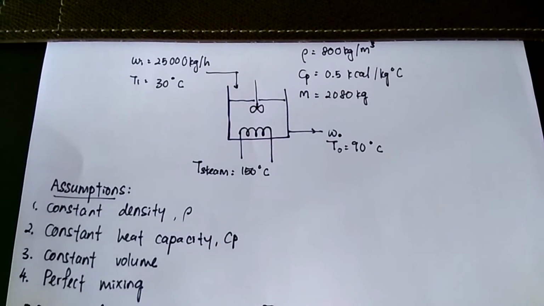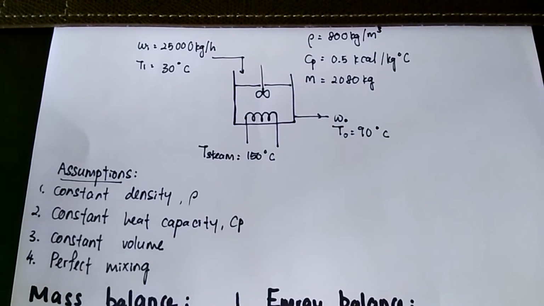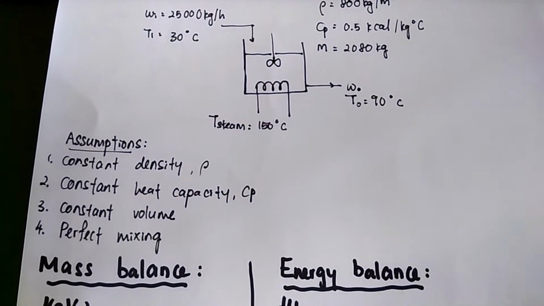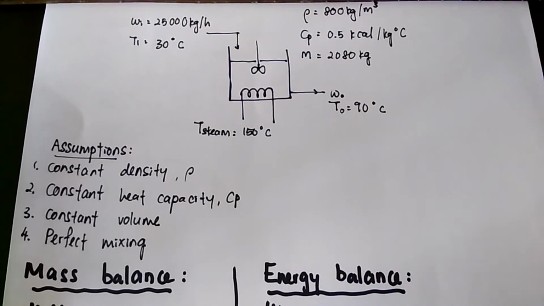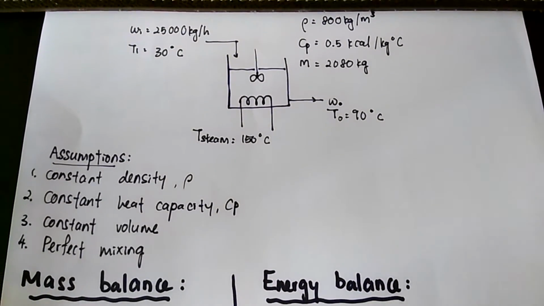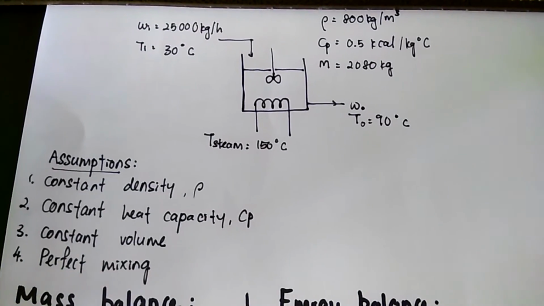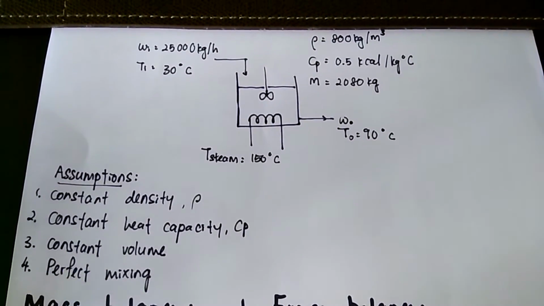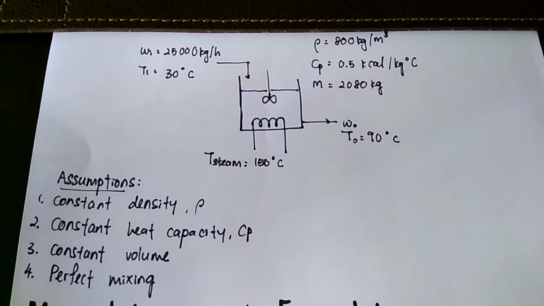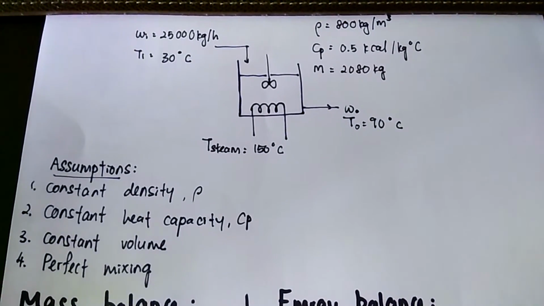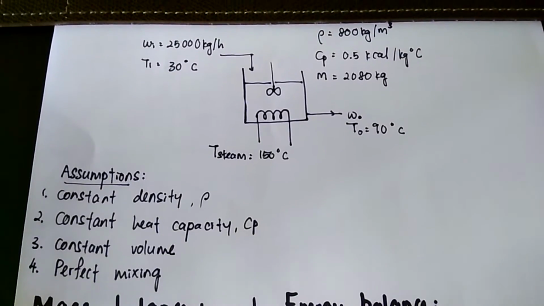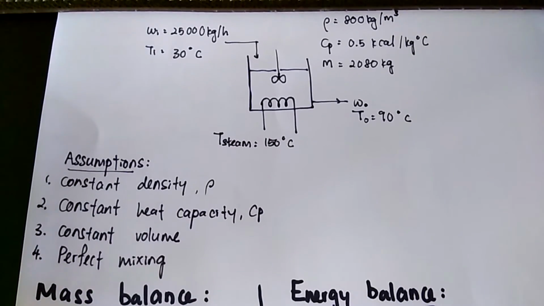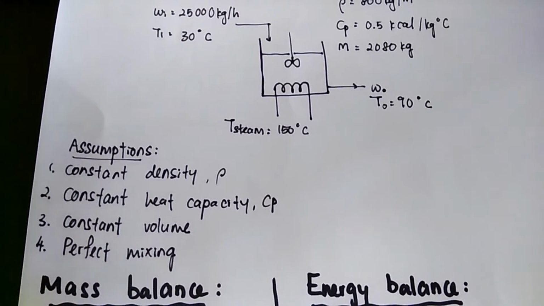A processed liquid is continuously fed into a perfectly mixed tank, and the feed rate is 25,000 kg per hour. It has a constant density of 800 kg per meter cube and a constant heat capacity of 0.5 kcal per kg degree Celsius. The holdup in the tank is constant at 2080 kg of the liquid. The inlet feed temperature is 30 degrees Celsius. Saturated steam at 150 degrees Celsius is used to heat up the processed liquid. At the initial steady state, the tank temperature is 90 degrees. Derive a mathematical model of the system.